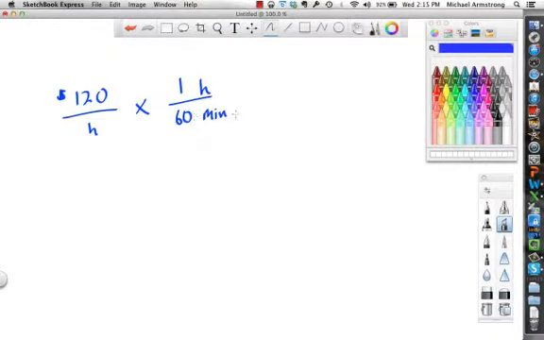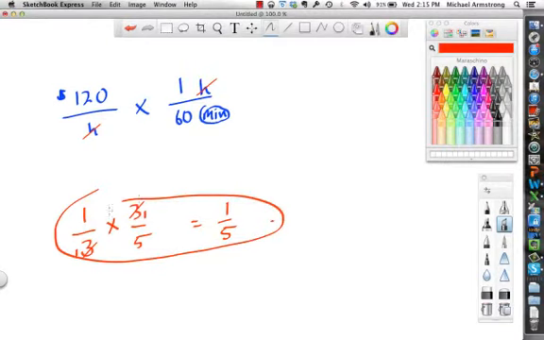And the most important thing is that if there's hours on the bottom and we're trying to get rid of hours and be left with minutes, I make sure that I write it down so that the hours are opposite the minutes so that I can simplify before I multiply. Just like in fractions, if I have 1/3 times 3/5, I can simplify those 3's out of there to equal 1, and that leaves me with 1/5. Okay. This is the fraction method. We did this when we multiplied fractions. The same thing works with unit rates.